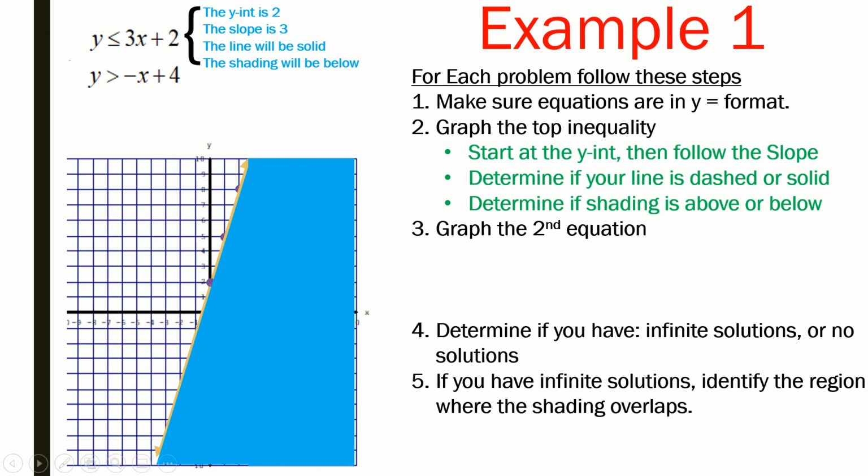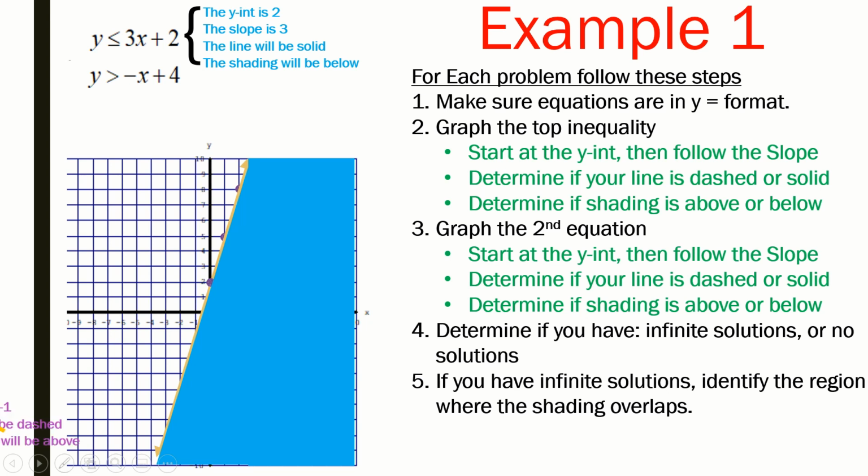Step number 3, graph the second equation. Same idea. So the y-intercept here is 4. The slope is -1. Wait a second, Mr. Pratt, there's no -1 in that problem. You're quick. But the coefficient of x here, when we don't see a number, is understood to be 1. So the coefficient of x is -1. Our slope is -1. Additionally, this is going to be a dashed line.